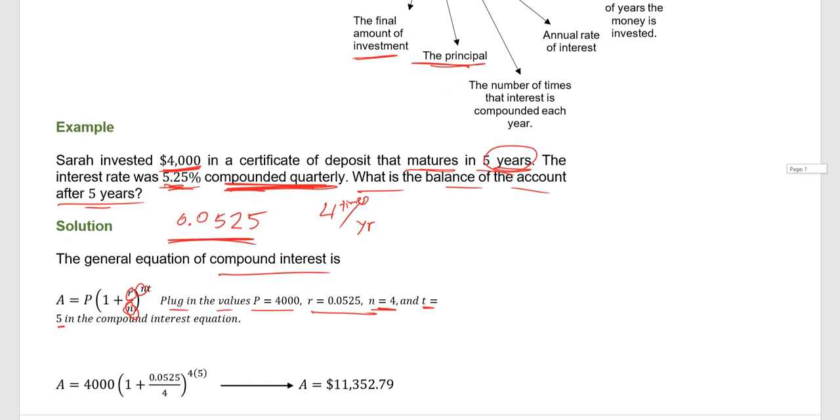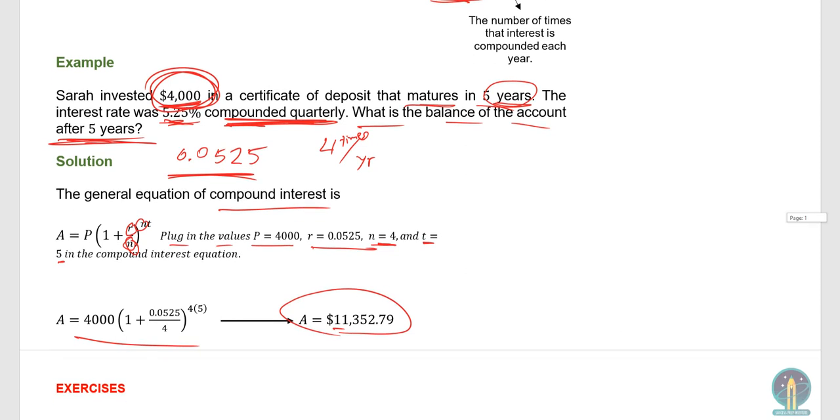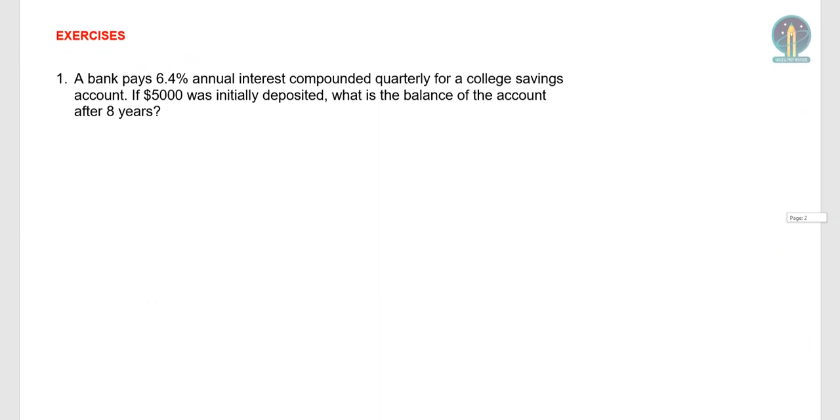So plugging all these values in and evaluating by calculator, we get the final amount as $11,352.79. Okay? So Sarah started by investing $4,000, and in 5 years that became $11,352.79. The power of compound interest. Here we have an exercise. Please pause the video, work on this, and come back for the solution.